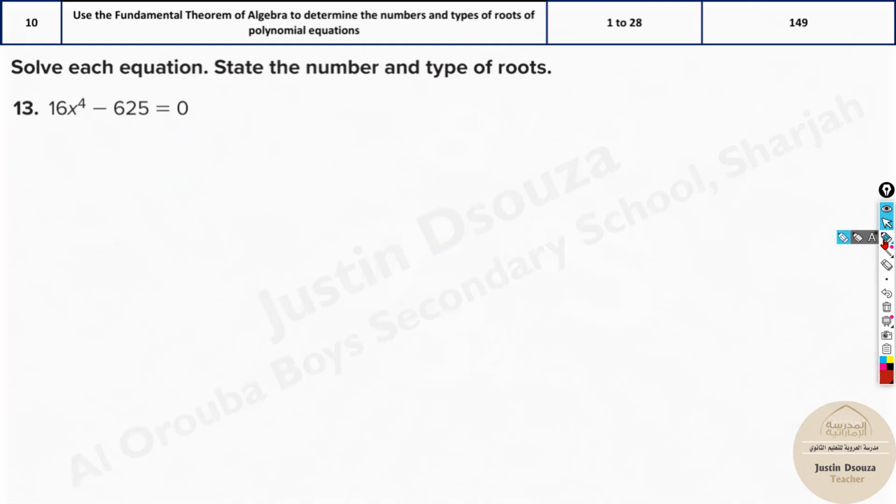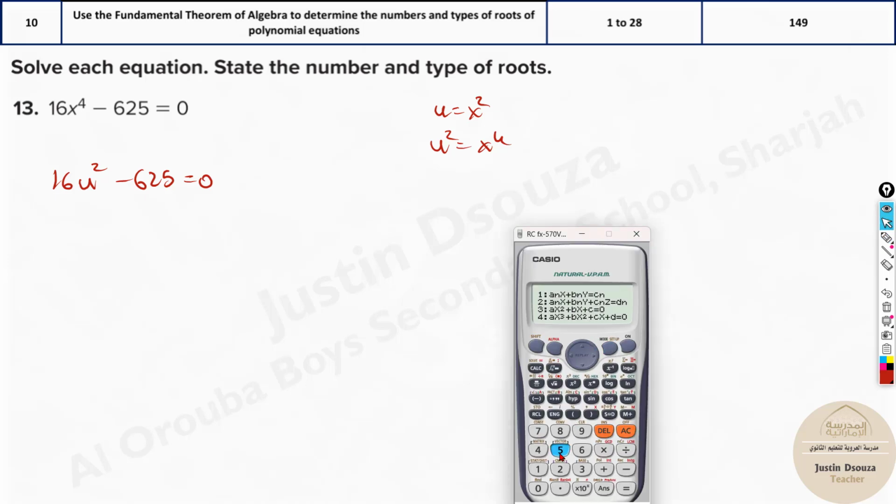Now x power 4, I'm going to do this by substitution because it's power 4, right? Now assume u is equal to x squared, u squared will be x power 4. So I'm going to write 16u squared minus 625 equals 0. And now let's use the calculator. Now it will be mod phi, and this is quadratic, so 3. Type in the coefficient of u squared is 16. There is no u, so it's 0, and lastly minus 625.